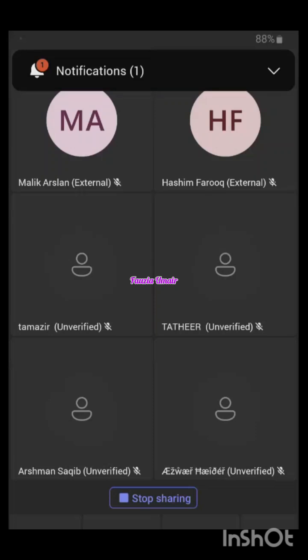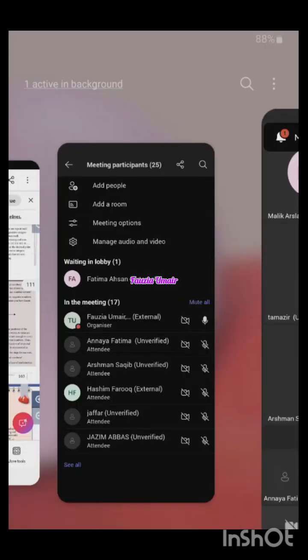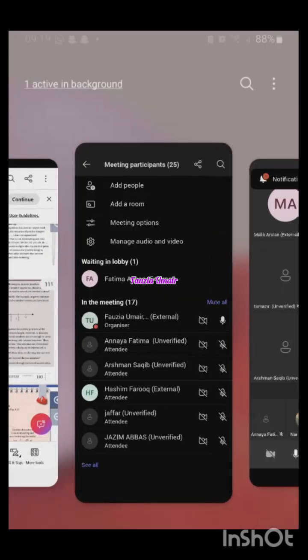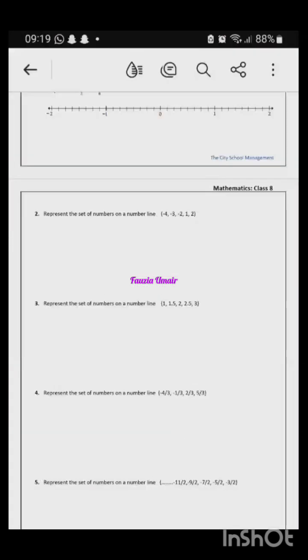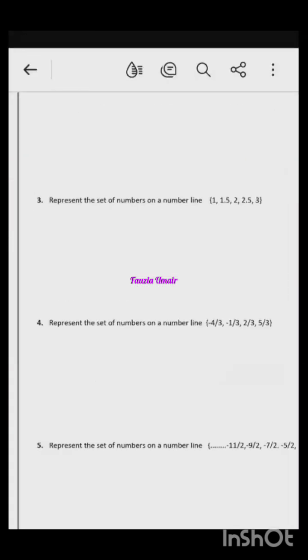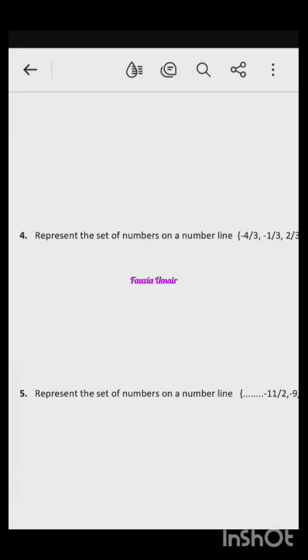We will continue working on the same topic. Topic is real numbers on number line. So there was one question left from this worksheet. Last question, which is question number 5. I hope you can see it on your screen.